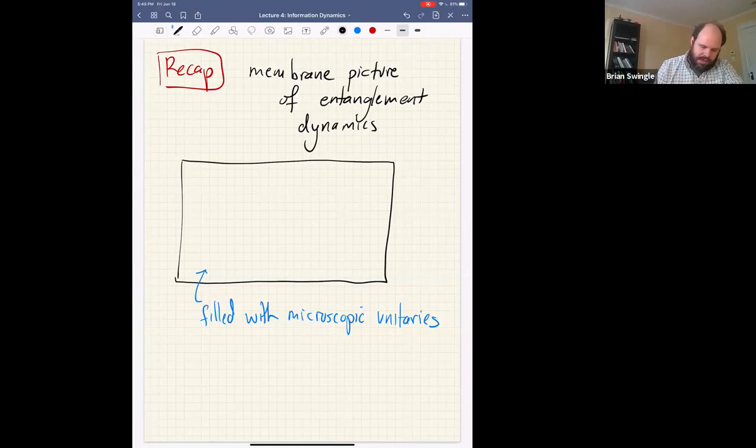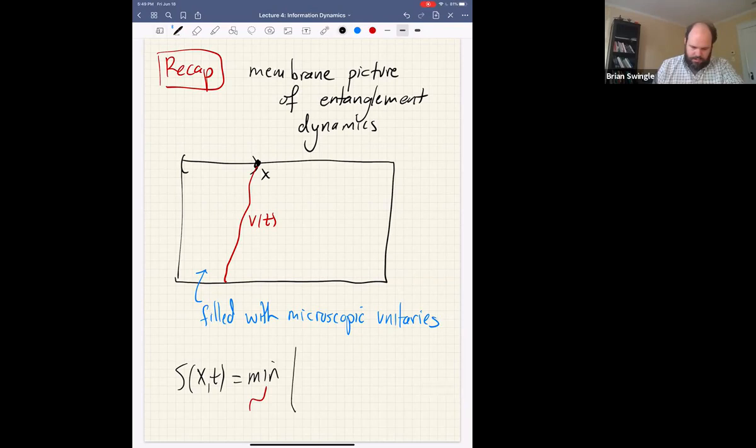And we said if you want to compute the entropy of this region X, what you do is draw some kind of curve, which is characterized by a velocity, and the entanglement of X at time t would be equal to the minimum over the curve of S equilibrium integral dt of this velocity-dependent line tension, plus possibly a t equals 0 contribution.